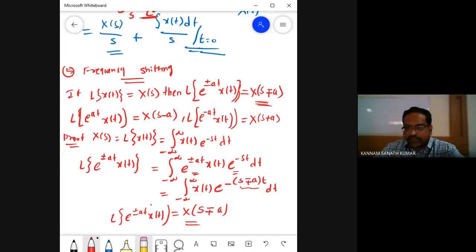Just a simple logic. What I did here is take minus common. Plus or minus is there, so if I take minus common, plus or minus becomes minus plus. So minus plus a into t. T is common, so you can keep this as some k. So kt, in place of k you have s minus plus a. So when you multiply the given time domain signal by e power plus or minus at, an exponential signal, it will be shifted in the frequency domain by a. So this is frequency shift.